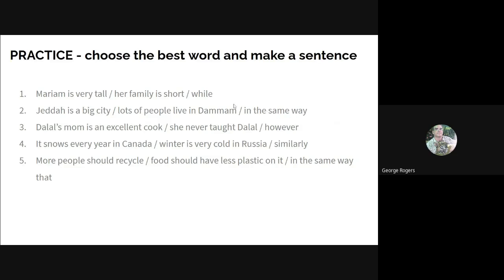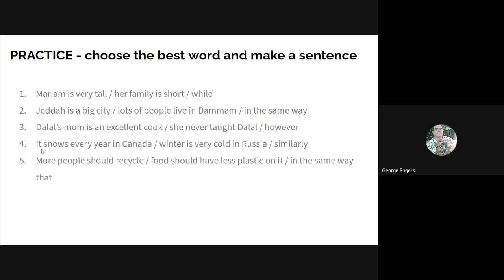So this is what we're trying to put together. Dalam's mom is an excellent cook. She never taught Dalam. Right? And we have however. So again, we got contrasting ideals. This one, number 2, in the same way. Comparison, while contrasting ideals, again, very tall, short.